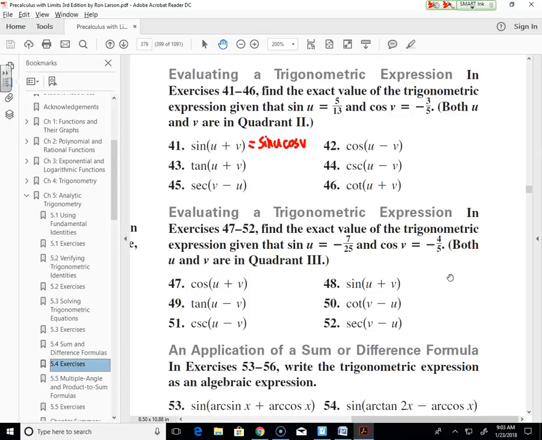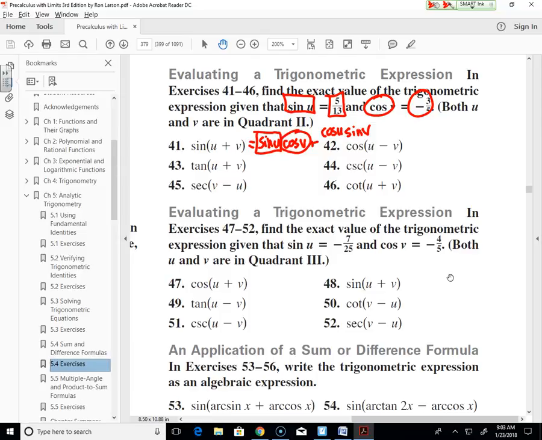Cosine b plus cosine u sine b. Good. Now, do I have some of these pieces to plug in? Yeah, I know sine of u is 5 over 13. I know cosine of v is negative 3/5. So I can plug in for this guy, and I can plug in for this guy.